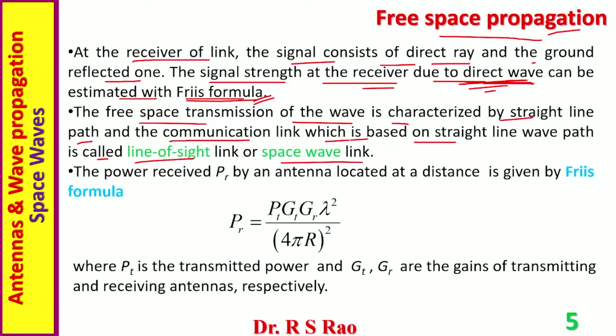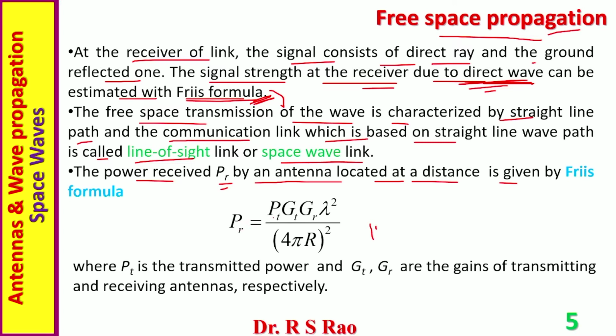Why is this connection between space wave link and free space transmission given here? The reason is the Friis formula. It has been derived for free space transmission of waves. As it is applicable to free space transmission, and space wave propagation is almost the same as free space transmission of a wave, we can use the Friis transmission formula to estimate the signal strength at the receiver of a space wave link. The power received PR by an antenna located at a distance is given by this formula. This formula is the Friis transmission formula.